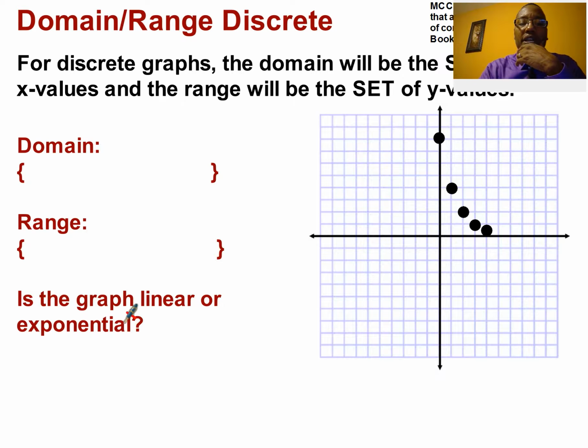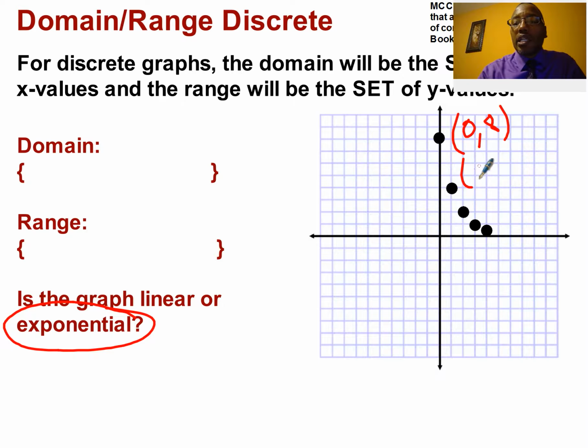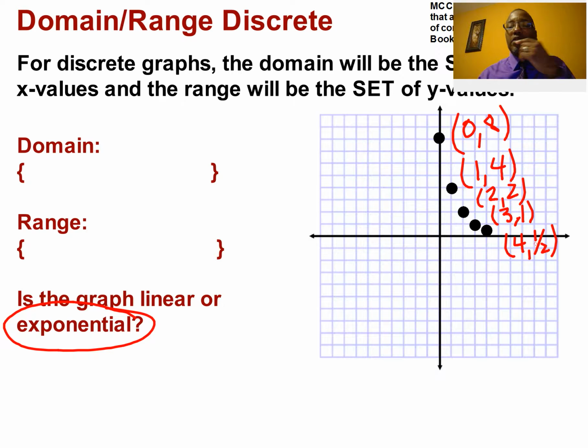Looking at this graph, we can answer the question of it being linear or exponential. Because of the curve, it is exponential. Our ordered pairs for this one would be 0, 8. This looks like 1, 4. That's 2, 2, 3, 1. And then finally 4 and 1/2. The ordered pairs for each of those dots.